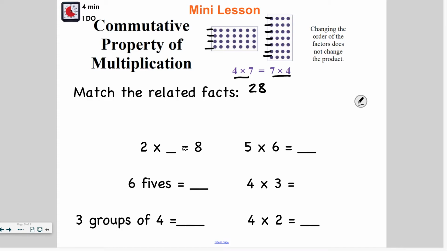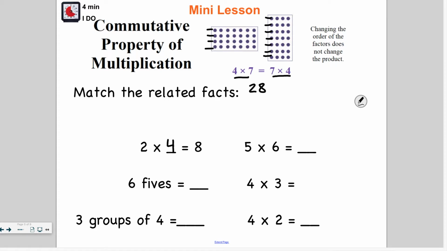So what we're going to do today is solve all these either missing factors or missing products and then match the related facts. I'm going to show you how to do that both with an array and by skip counting. So I have 2 times blank equals 8. Well, I'm going to skip count by 2's until I get to 8 to see how many groups that would be, or how many rows I would need. Well, 2, 4, that's 2 groups so far, 6, 3 groups, 8. So that would give me 4 groups. So that means that 2 times 4 equals 8.